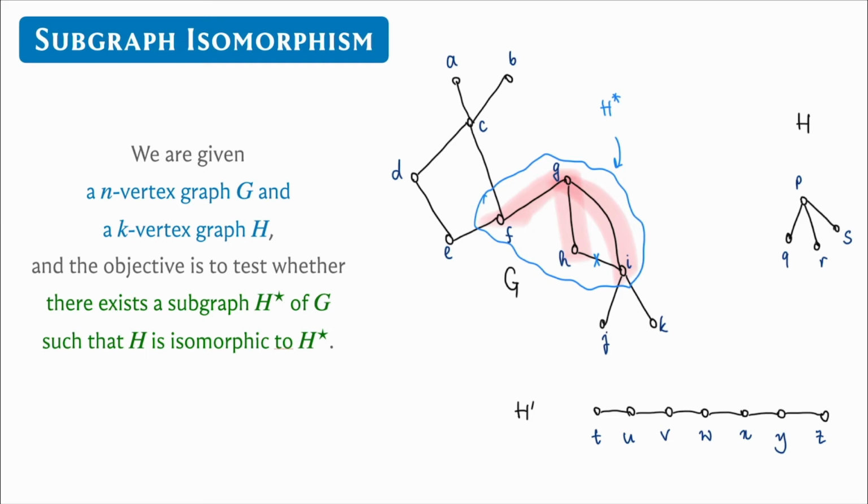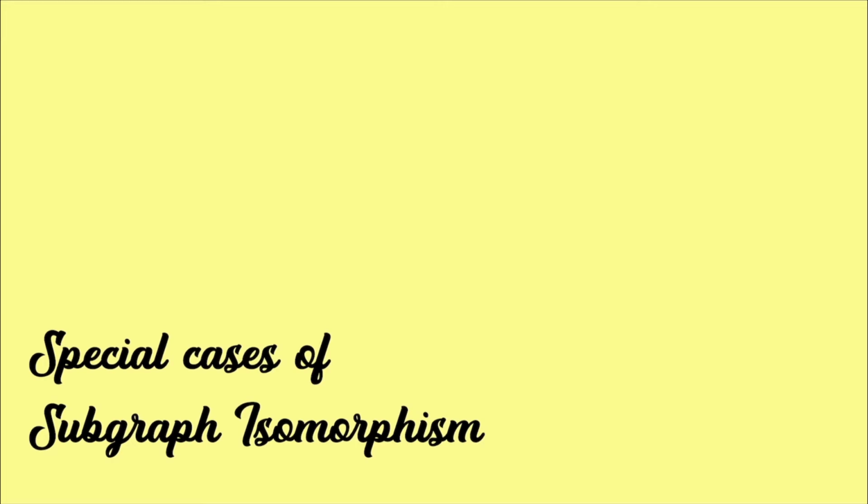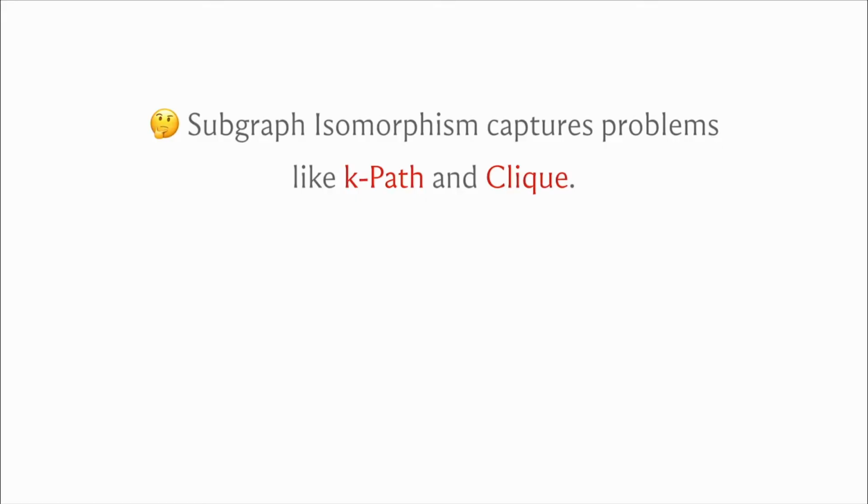So it will not work for any arbitrary graph H, and we believe also with some good reason. Let me say that the problem of finding a clique on k vertices is a special case of subgraph isomorphism. This is the case when the graph H, which is your pattern graph, is simply a complete graph.